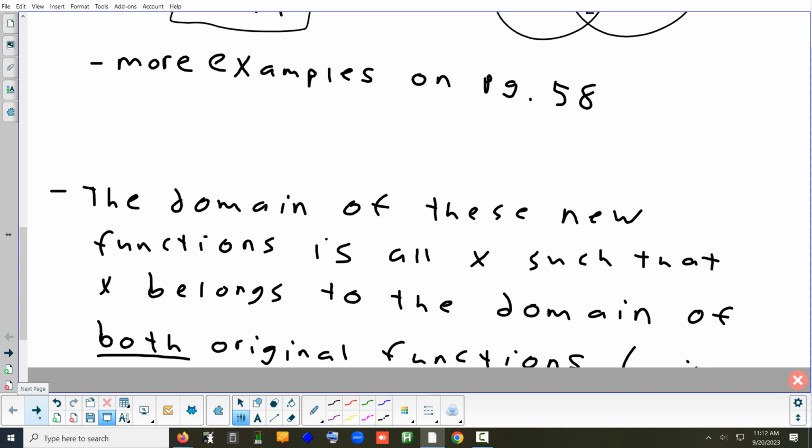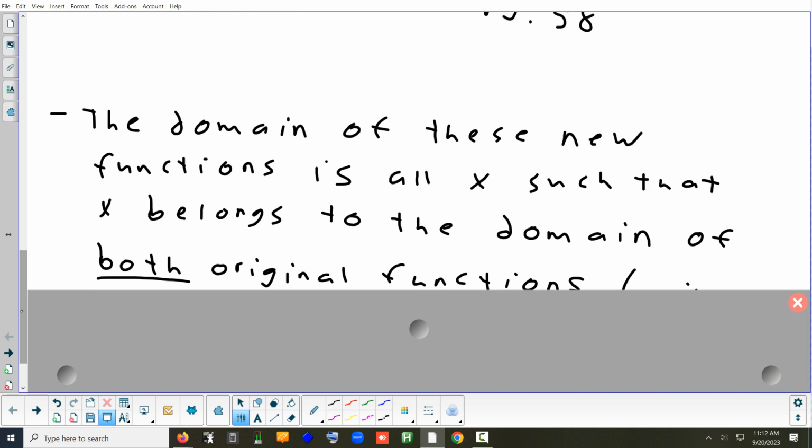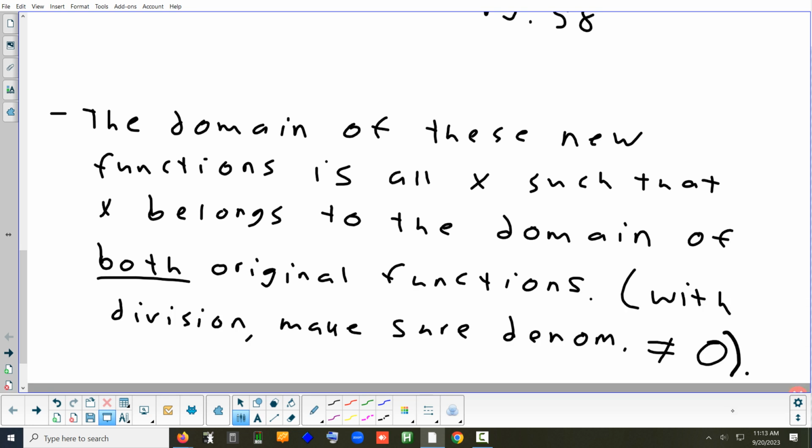So the domain of the new function is all your x values such that x works in both of the original functions. Now, that's all you really have to think about if you combine two functions by adding them, subtracting them, or multiplying them. If you divide them, you can create a fraction where you maybe didn't have one. So if you end up creating a fraction, make sure that the denominator would never be 0 when you're describing the domain.